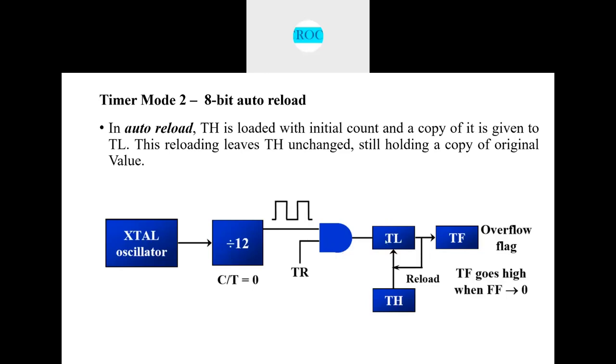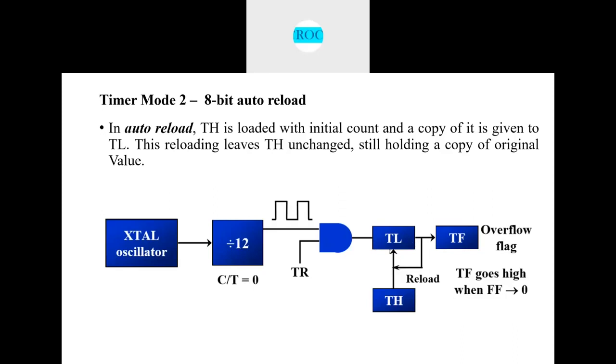The TL register will count the number of clock cycles. If one clock cycle is received, the TL will increment by 1. As the number of clock pulses increases, the count in the TL register keeps increasing. Since it is an 8-bit register, the maximum count we can have is 256.